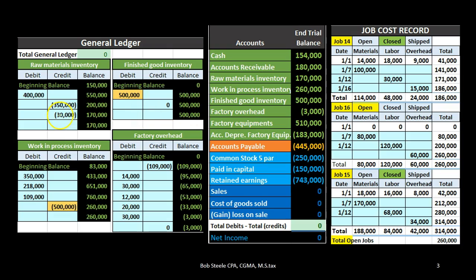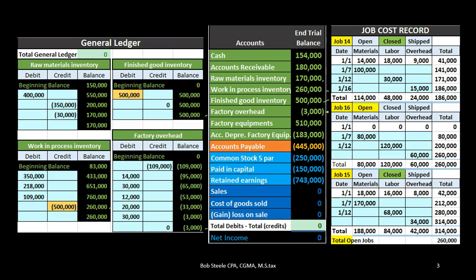So what we're going to have here is a sheet that will include the components of inventory. This will be the general ledger over here. We're backing up the raw materials, the finished goods, the work in process, the factory overhead, showing the activity within those accounts. For example, the 170 here in the raw materials matches the 170 in raw materials in the trial balance. The 500,000 finished goods here in the general ledger matches the 500,000 in the trial balance. The work in process 260 in the general ledger matches the 260,000 on the trial balance. And of course, the factory overhead has the credit of 3,000 represented here.